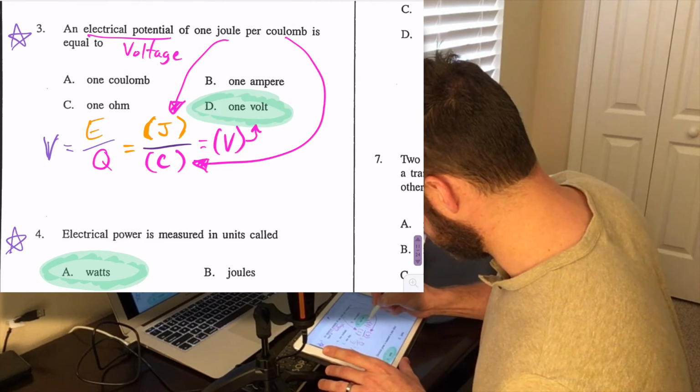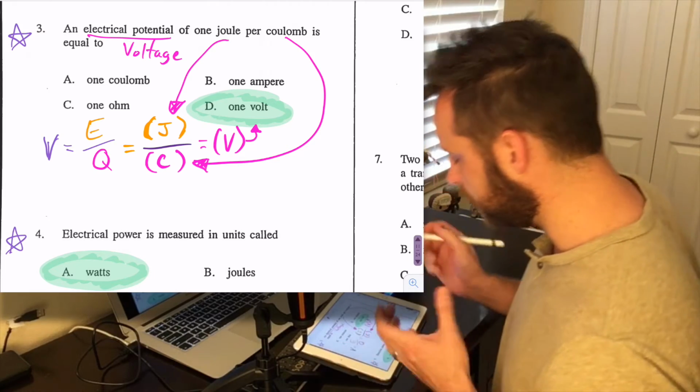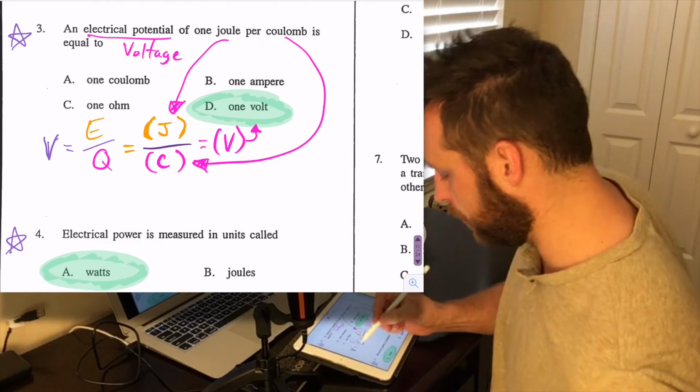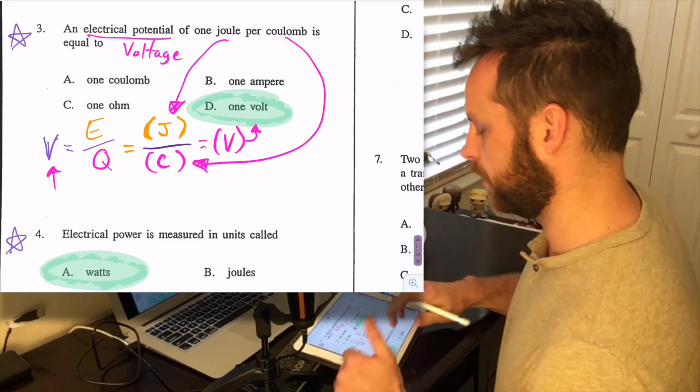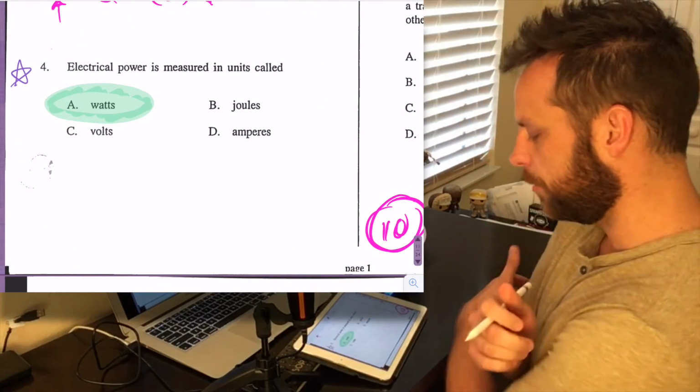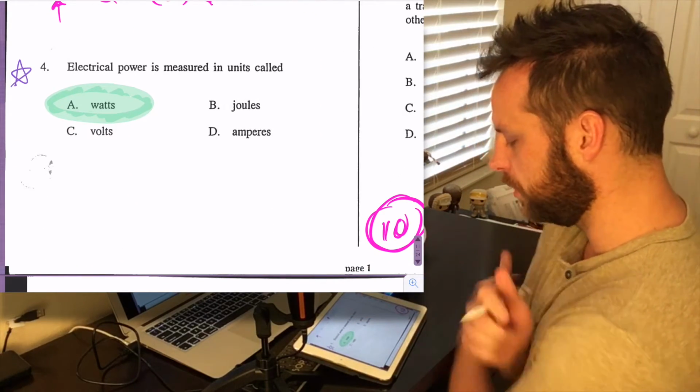Now be careful with this capital V. That capital V in parentheses is referring to volt, and then the V over here, not in parentheses, is referring to voltage, the quantity. Number 4, electrical power is measured in units called watts.